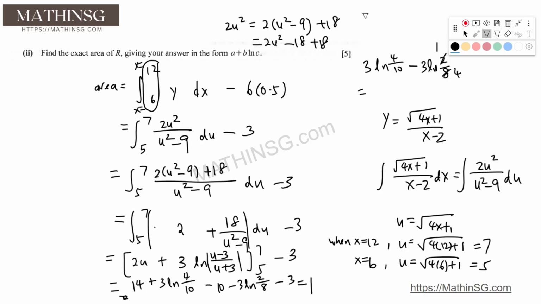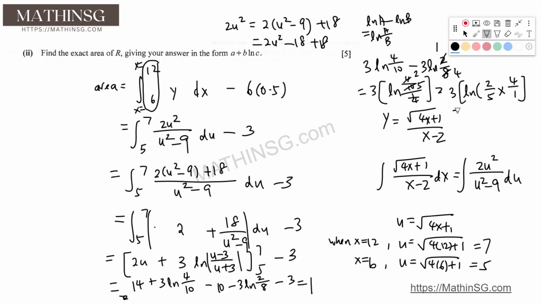Okay, so when you have ln A minus ln B, it is equal to ln A over B, right? So I'm going to factorize out the 3. So now I have ln of 4 over 10 over 1 over 4. Okay, so this one is 2/5, right? So it is 3 ln of 2/5 divided by 1/4. So when you divide, it is basically times 4 over 1. So it is 3 ln 8 over 5. So this whole thing can be simplified into 1 plus 3 ln 8 over 5.